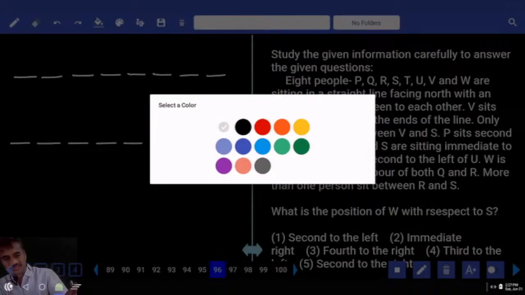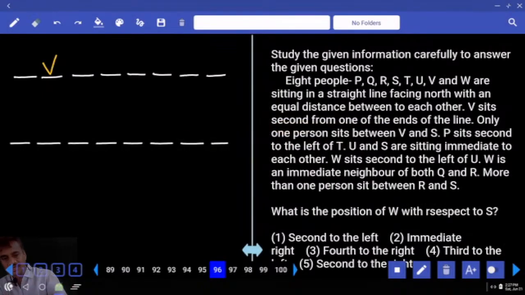V is second from either left extreme or right extreme. The next one, only one person between V and S. Now S and S, only one. P sits second to the left of T. Now P is seated second to the left-hand side of T.